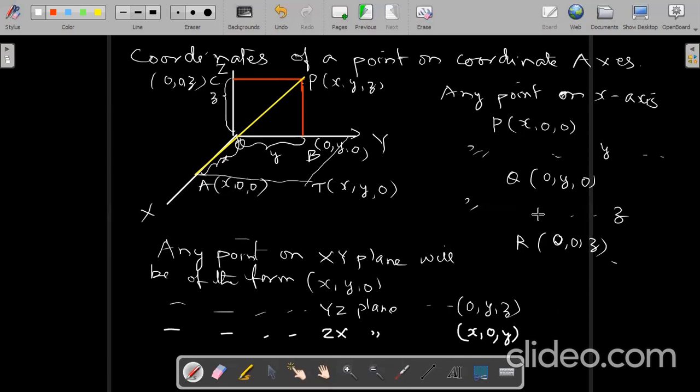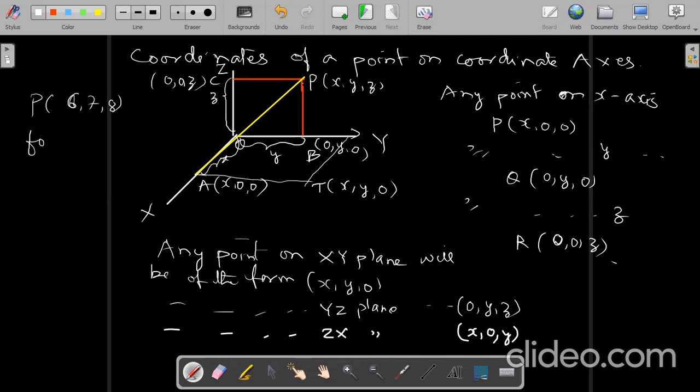Now we have the questions in which we have to find out whether L is the foot of the perpendicular drawn from a point. What are the coordinates of the point? Suppose P is a point whose coordinates are 6, 7 and 8. Now they are asking for the foot of the perpendicular on the xy plane.